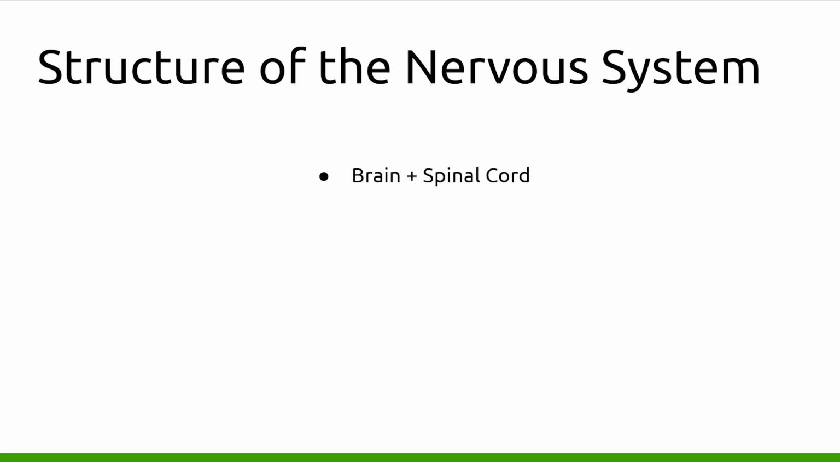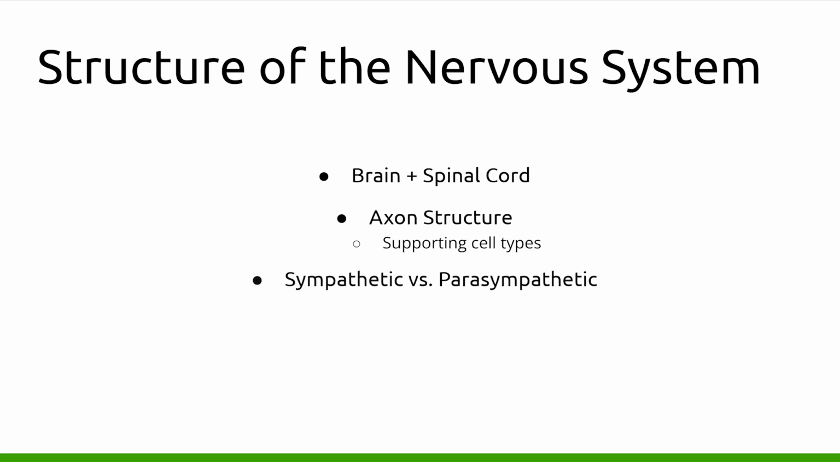So structure of the nervous system, we've got the brain and the spinal cord, the axon structure, supporting cells that go with axons, whether we're in the PNS or the CNS. Do you know which cells are in which? Sympathetic versus parasympathetic divisions, other divisions of the nervous system. Some of those divisions have to do more with the function than the structure, but really knowing CNS versus PNS, the brain versus the spinal cord, and then the sympathetic versus parasympathetic.